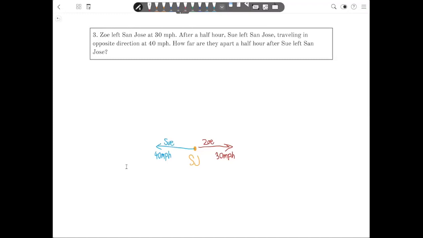But then you see that Zoe travels for half an hour more. So basically after half an hour, Sue left San Jose at 40 miles per hour. That means that first Zoe gets a head start of 30 minutes, and Sue doesn't get any. But then after 30 more minutes, Zoe gets an additional 30 minutes. And then Sue leaves, and Zoe still gets another 30 minutes because half an hour after Sue left San Jose. And Sue also gets half an hour.